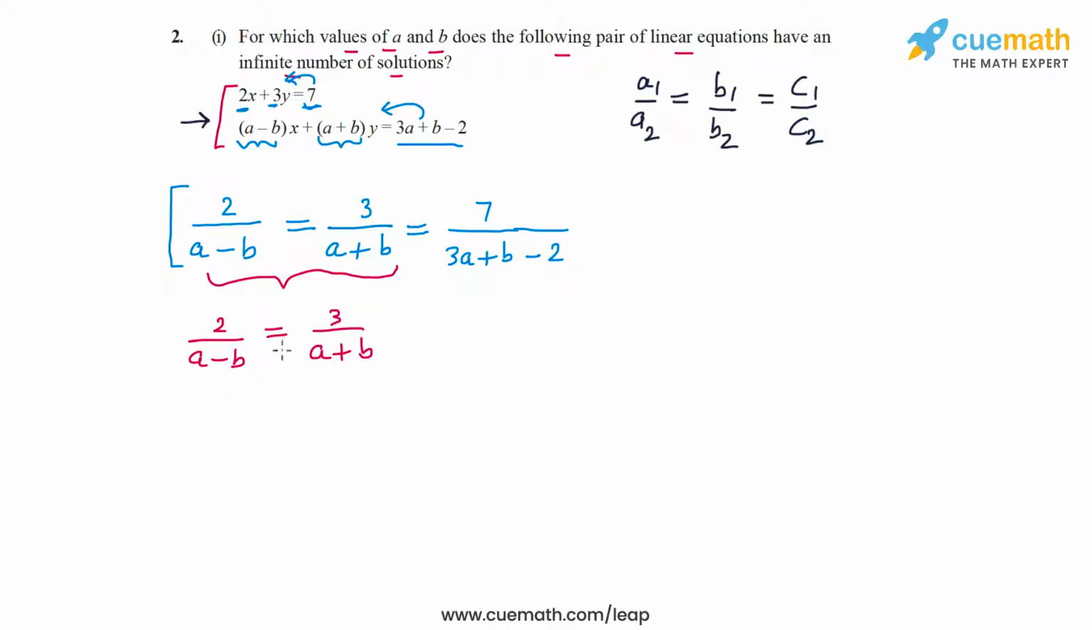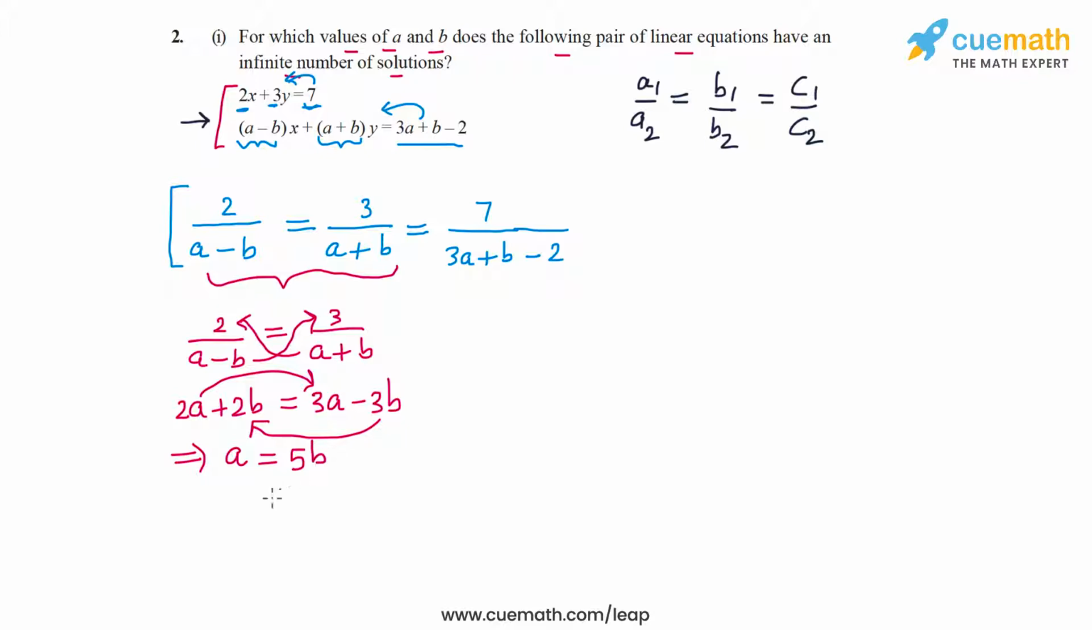If we cross multiply, 2 times a plus b, or 2a plus 2b, is equal to a minus b times 3, or 3a minus 3b. And from here we can isolate a: 3a minus 2a is a, and minus 3b adds as 3b to 2b, so we get 5b. So a is equal to 5b. That is the first constraint we get on a and b.